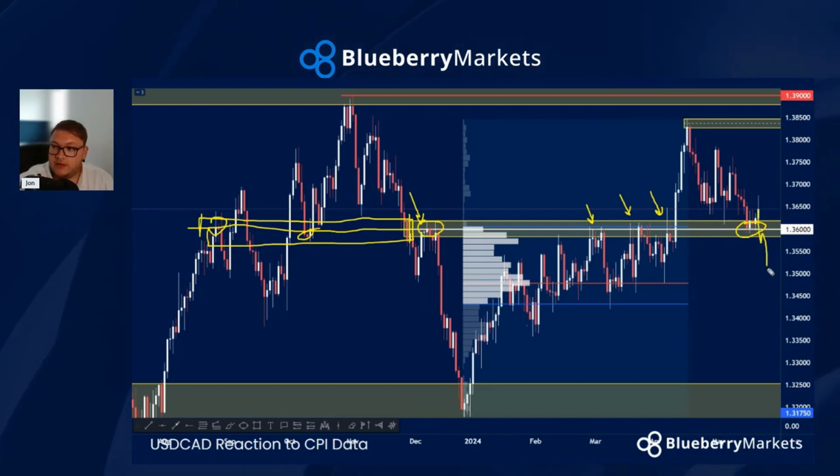We've now recently come back into it, and I feel that if we can't hold 136, then a breach lower makes a lot of sense. That's just in my opinion. What do you guys think, though? Let me know in the chat. Do you think dollar CAD is going to move a little bit lower, or are you looking more for that upside movement?